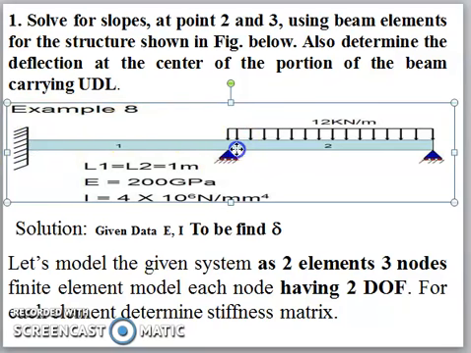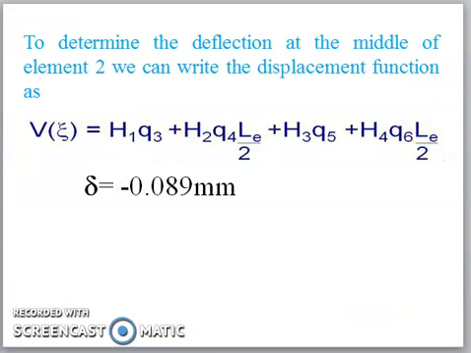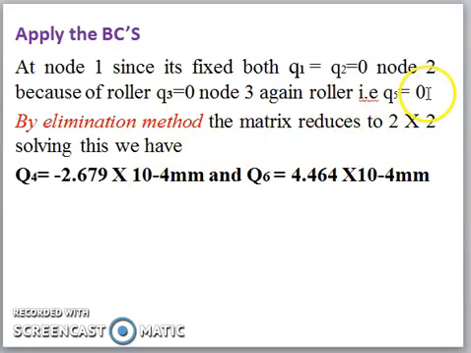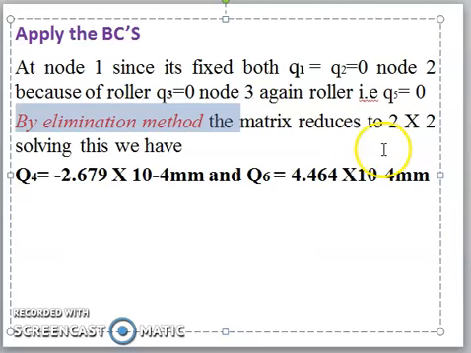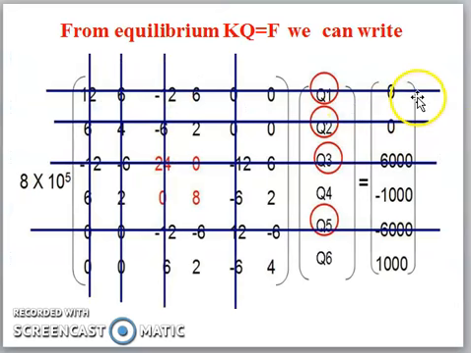Q1, Q2, Q3, Q4, Q5, Q6. Q1 and Q2 are directly 0 because it is fixed. If it were fixed, both would directly become 0, but here it is given as a roller support. So Q3 is 0, Q4 will get a certain load. Again Q5 is a roller, Q6 will get a certain value. So I will write Q5 equal to 0. Using the elimination method, I eliminate the first column and row, second column and row, third column and row, and fifth column and row.